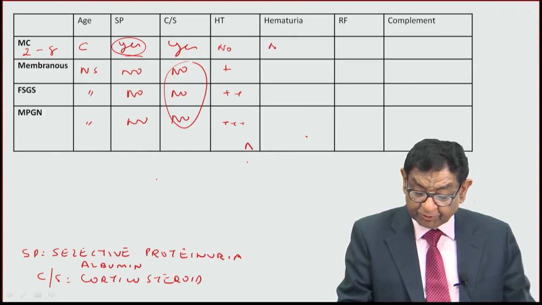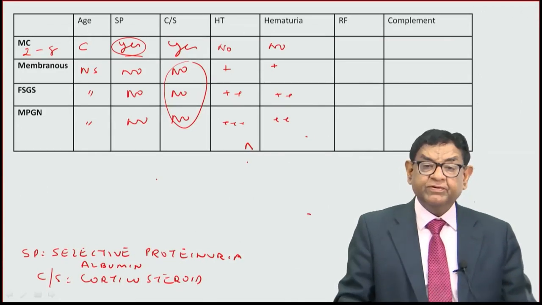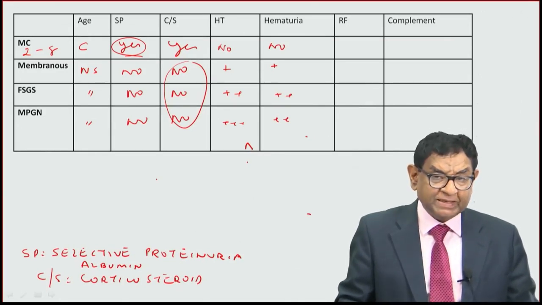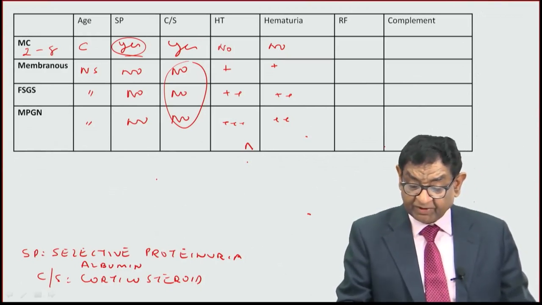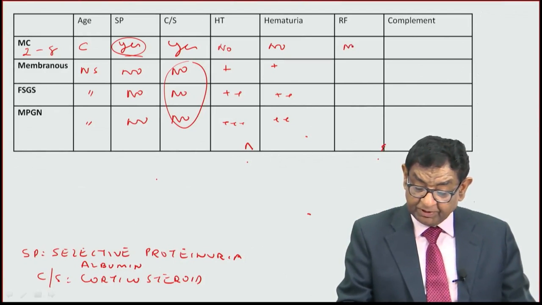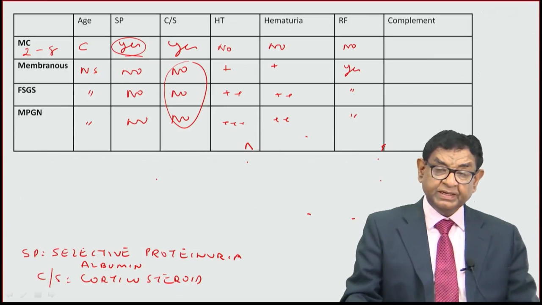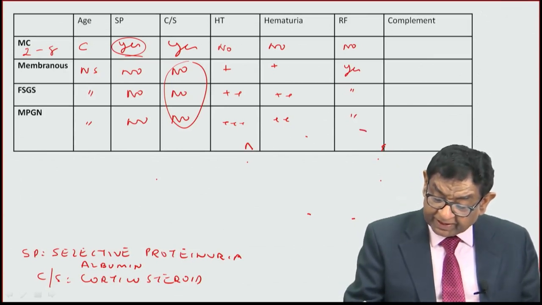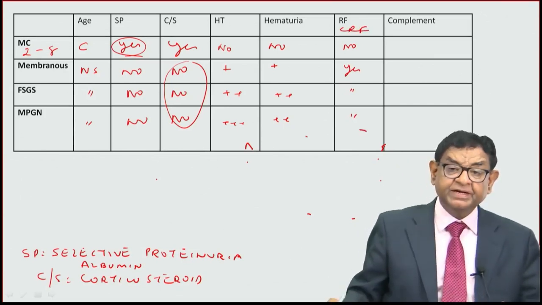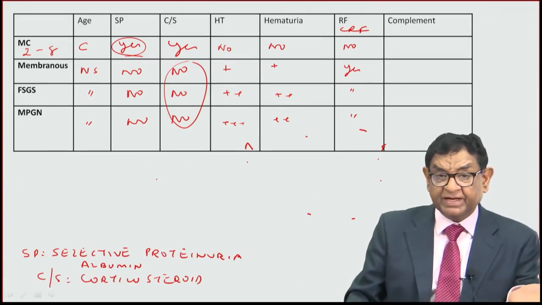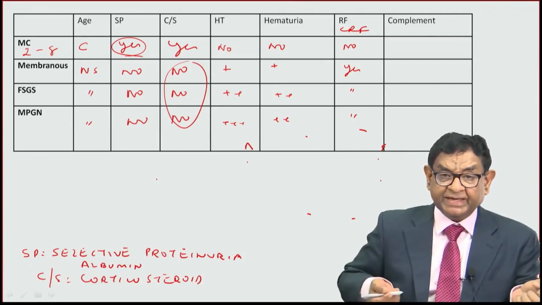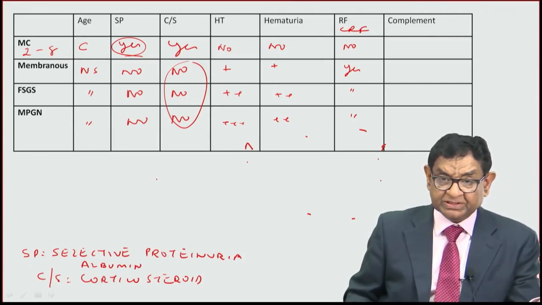Hematuria: 1+, 2+, 3+. That means more and more plus means more and more hematuria. Renal failure, RF is renal failure. If I write chronic renal failure, it means these patients can go into chronic renal failure, what we call chronic glomerulonephritis. They are the reason why a patient can go into CRF.